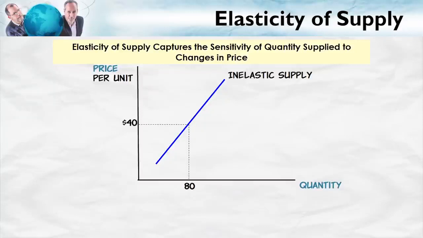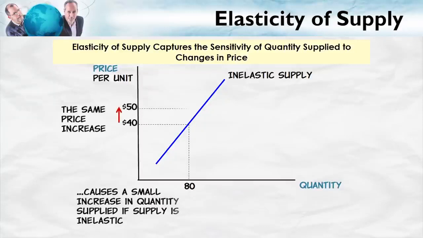Here we show this on a graph. So consider the first curve, a $10 increase in price on this curve. Here's the $10 increase in price, increases the quantity supplied from 80 to 85 units. That is not by very much.